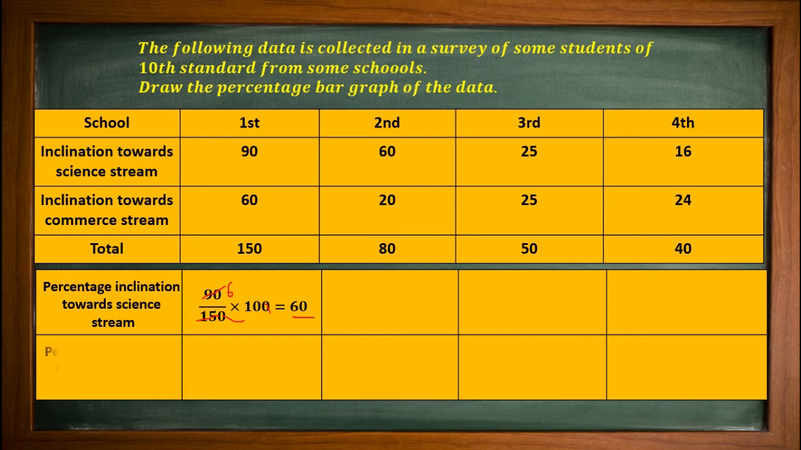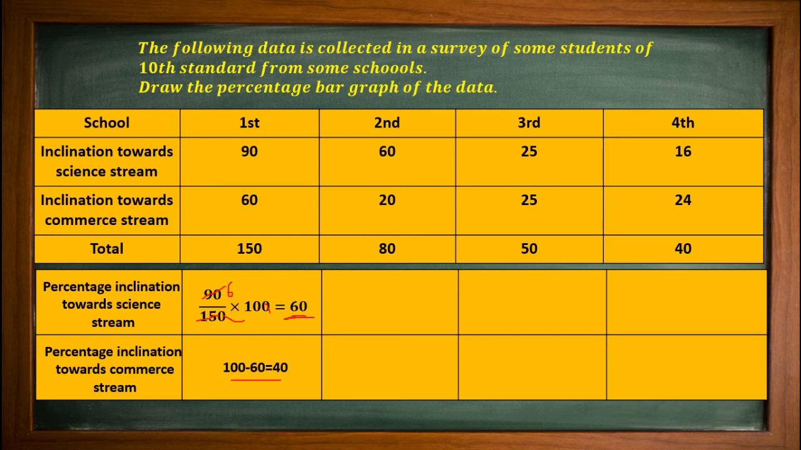Then for the second, we are supposed now to mark out the percentage inclination towards the commerce stream. So we already got 60 here. So 100 minus 60 will give us 40% here. So you will see here that the interest of students is 40% in commerce and 60% in science.